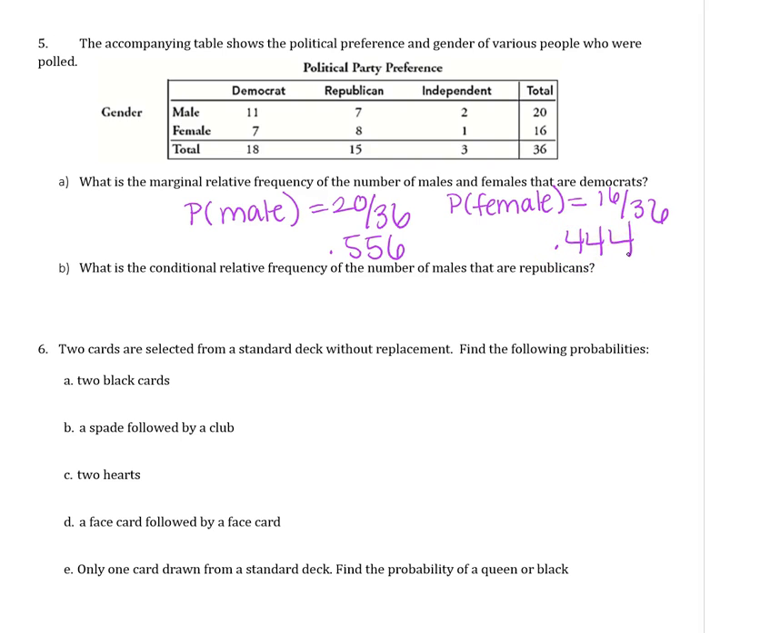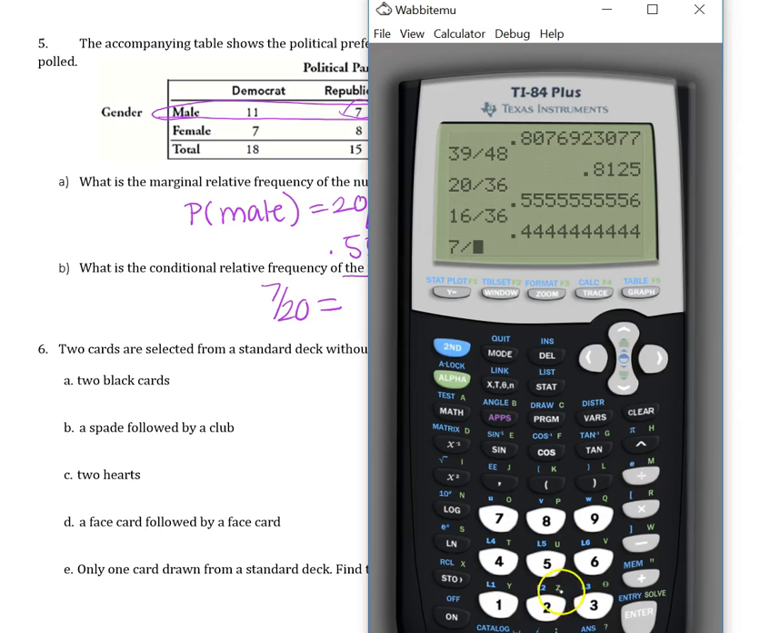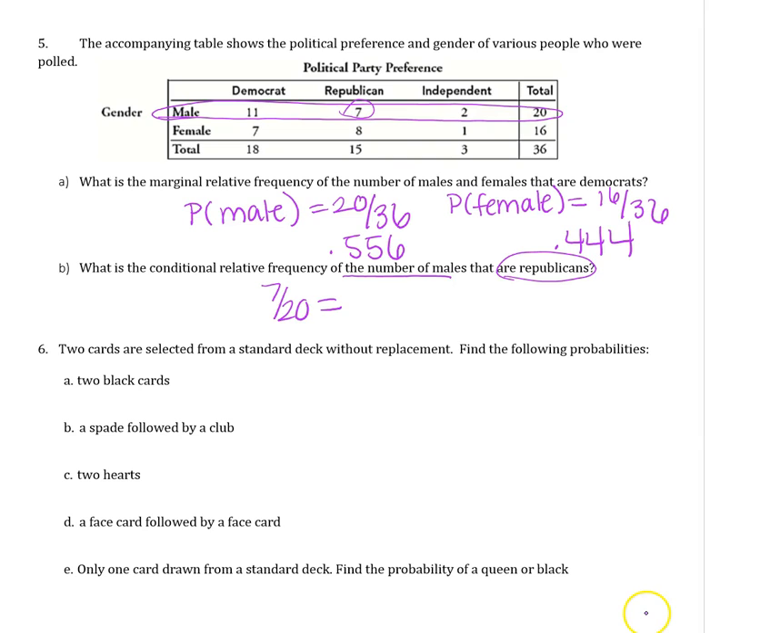So what is the conditional relative frequency of the number of males that are Republicans? So we're looking for the males. So of the number of males, that's just this row, how many then are Republicans? So 7. So we've got 7 out of 20, which is 0.35.